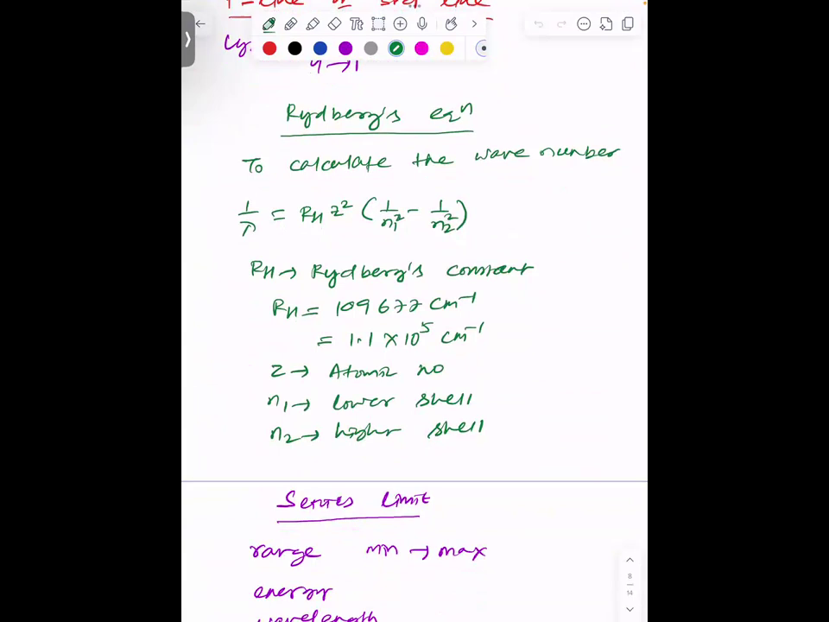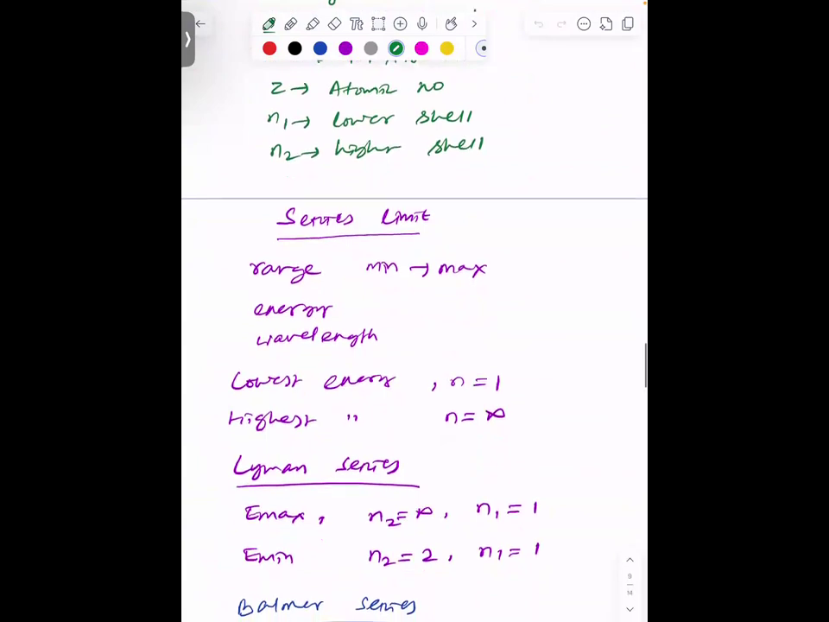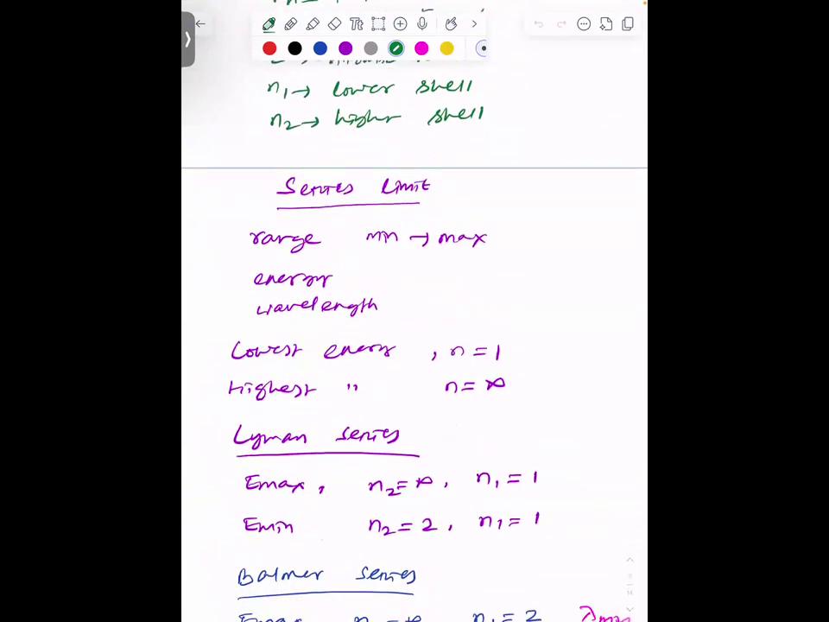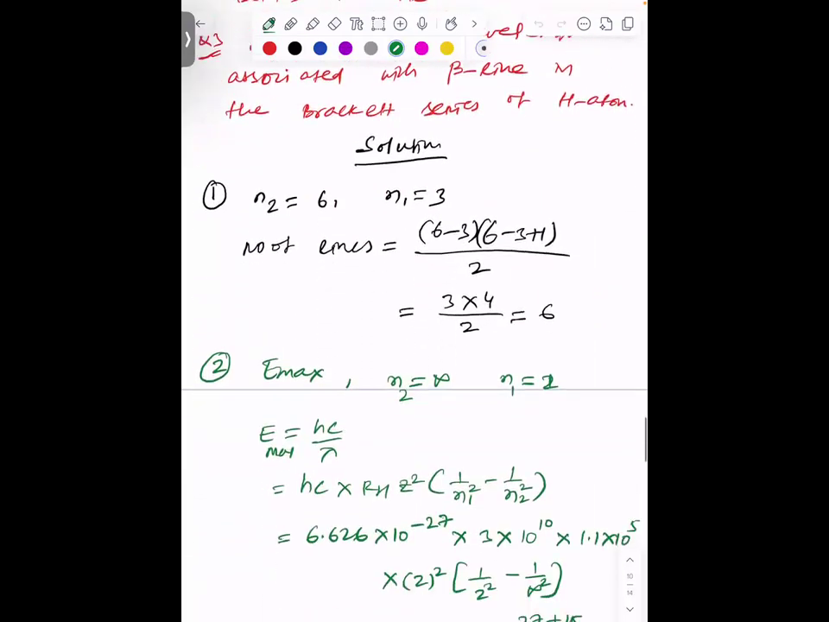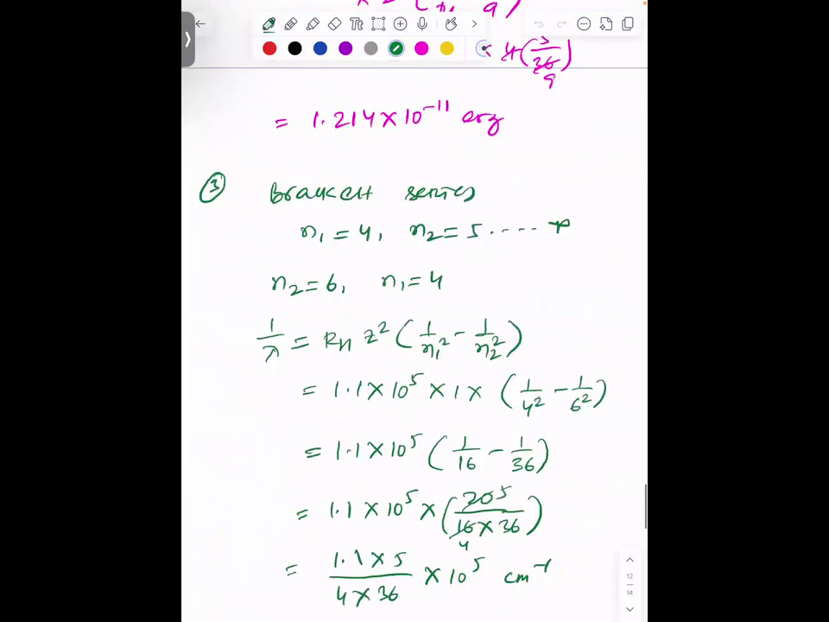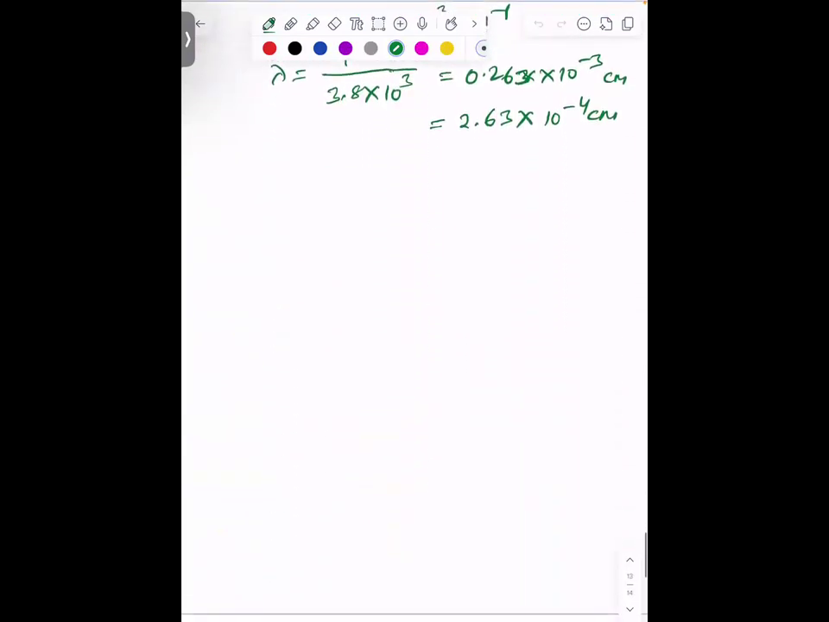Then the Rydberg equation. The Rydberg equation is basically used for calculation of the wave number. Then we discuss series limit with respect to wavelength and energy. Then we discuss some numericals. So these are the things we have discussed in the first session.